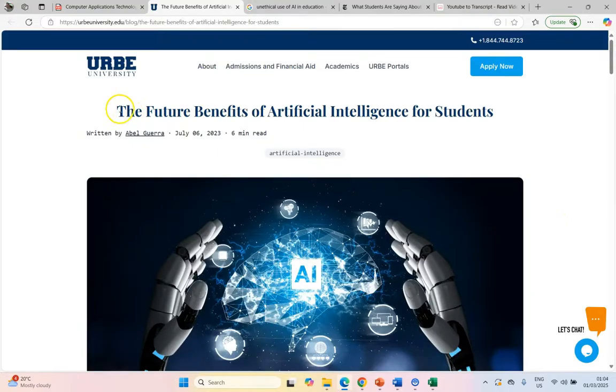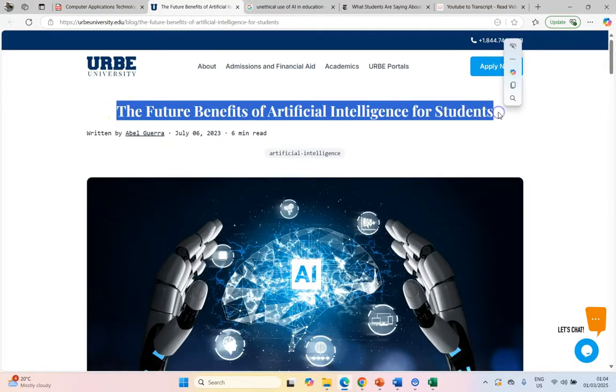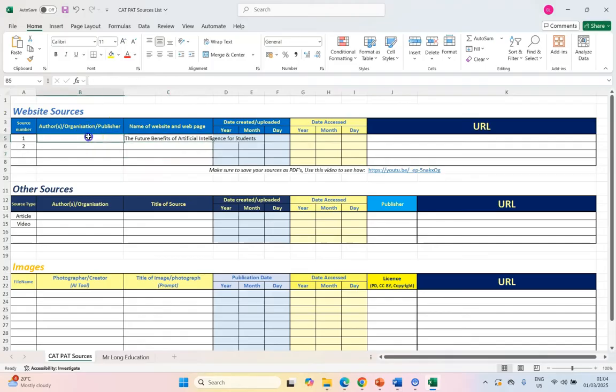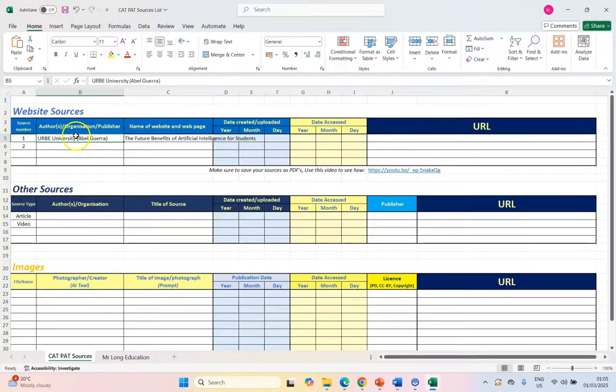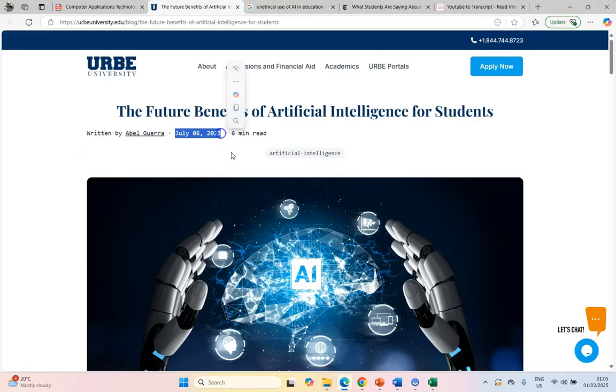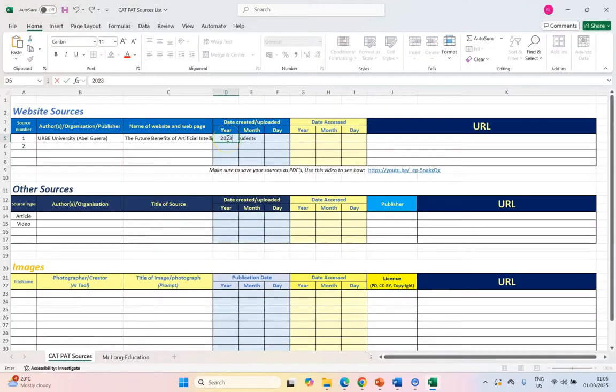So this is the future benefits of artificial intelligence for students. That's the name of the web page. The organization or author is URBE University. Maybe even mention the person that wrote it. So we just added the author as well. And then there's the date that it was uploaded, 2023. July is the 7th month and it's the 6th day. And then we're going to use the date that we accessed.